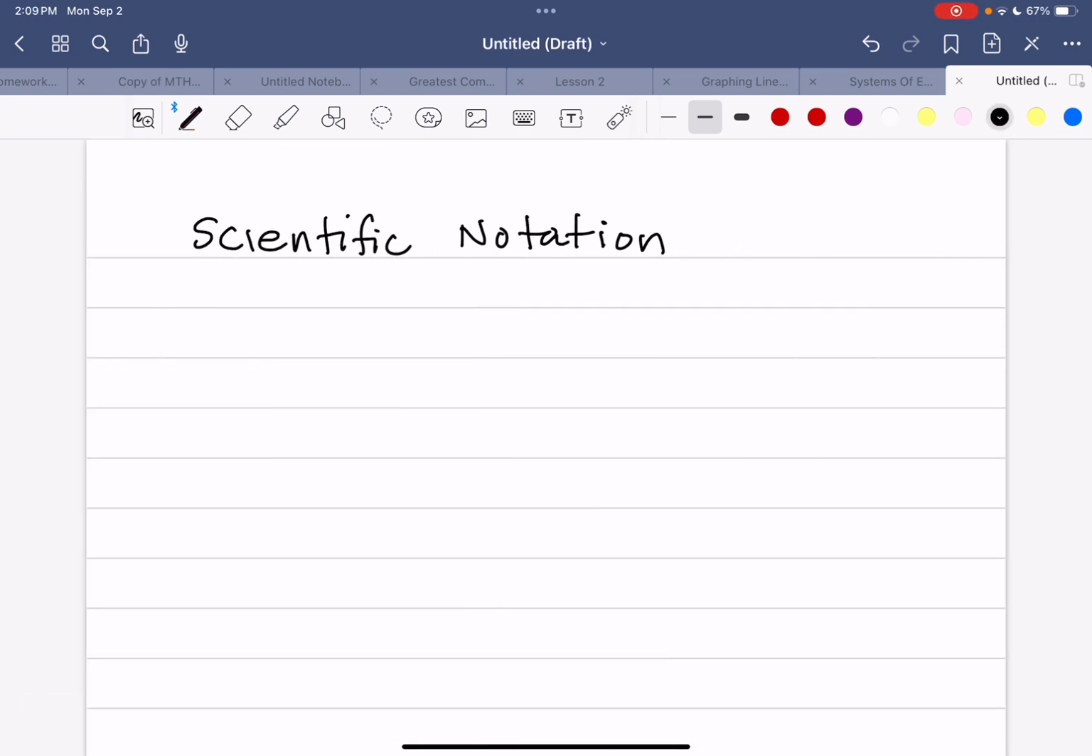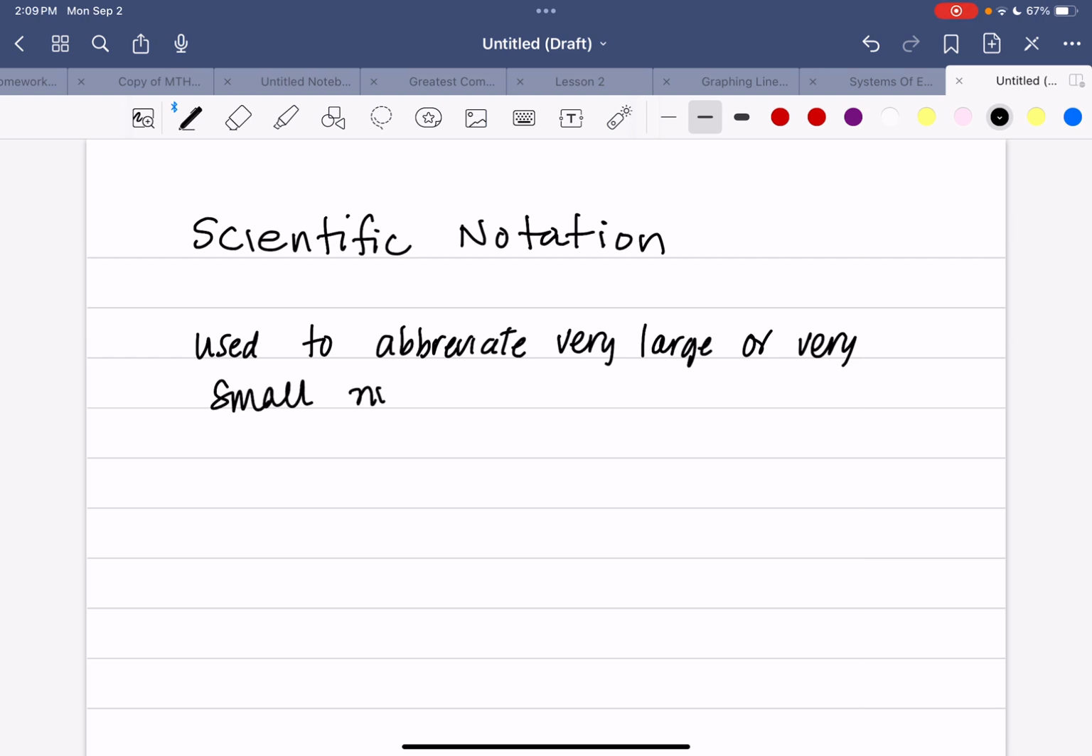And last thing, let's talk about scientific notation. Scientific notation is used to abbreviate very large or very small numbers. When you're working with science, sometimes you're working with really big numbers, like how many miles is it to a planet, or in microsurgery, how many millimeters is it, the size of this thing that you need to extract during surgery. So it could be a very small or a very big number.